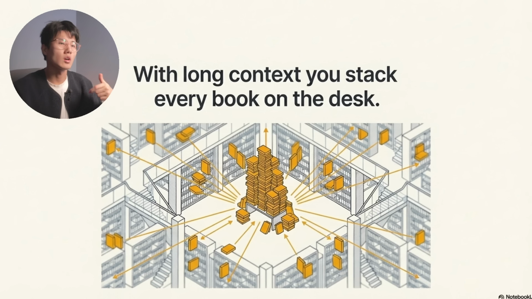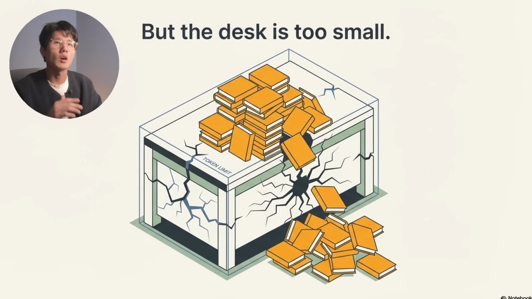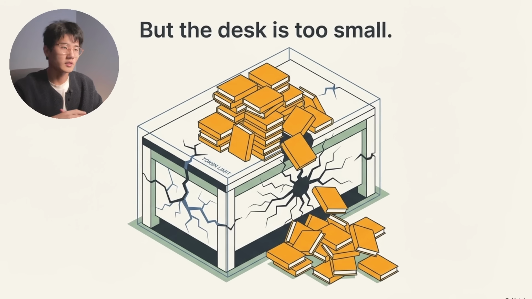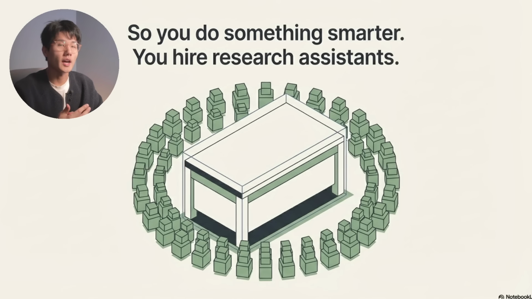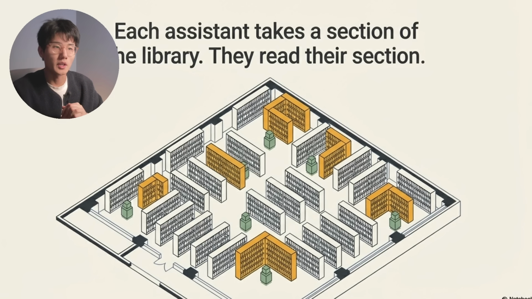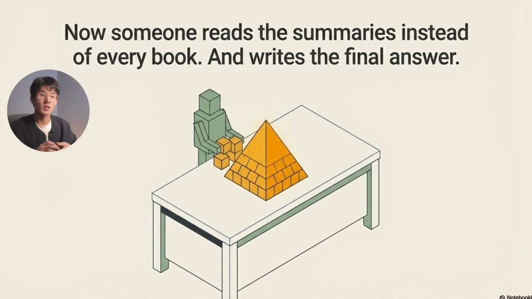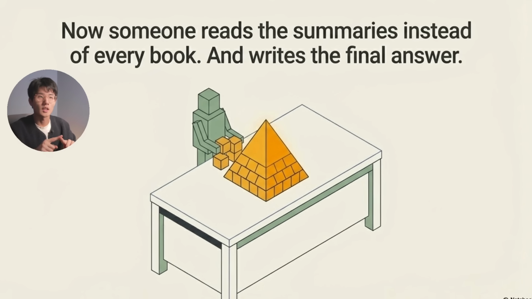Now there is this: recursive language models, RLMs. Remember how long context means stacking every book on the desk? What if the desk is just too small for all the books to be stacked up on that desk? There's one option you can do. You can hire a team of research assistants. Each one takes a different section of the library, reads their section, writes a summary, and brings it back. Then someone reads all the summaries, writes the final answer, and gives it to you.